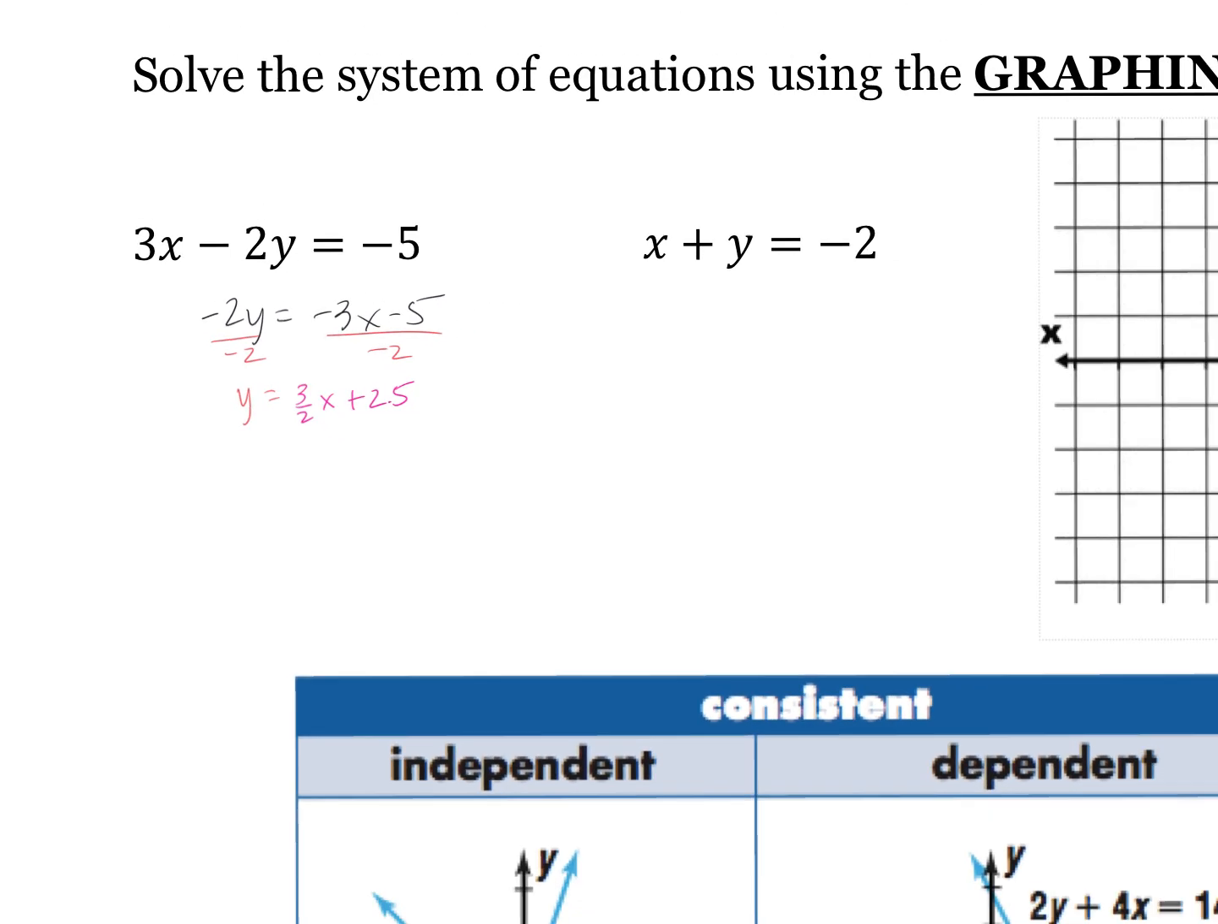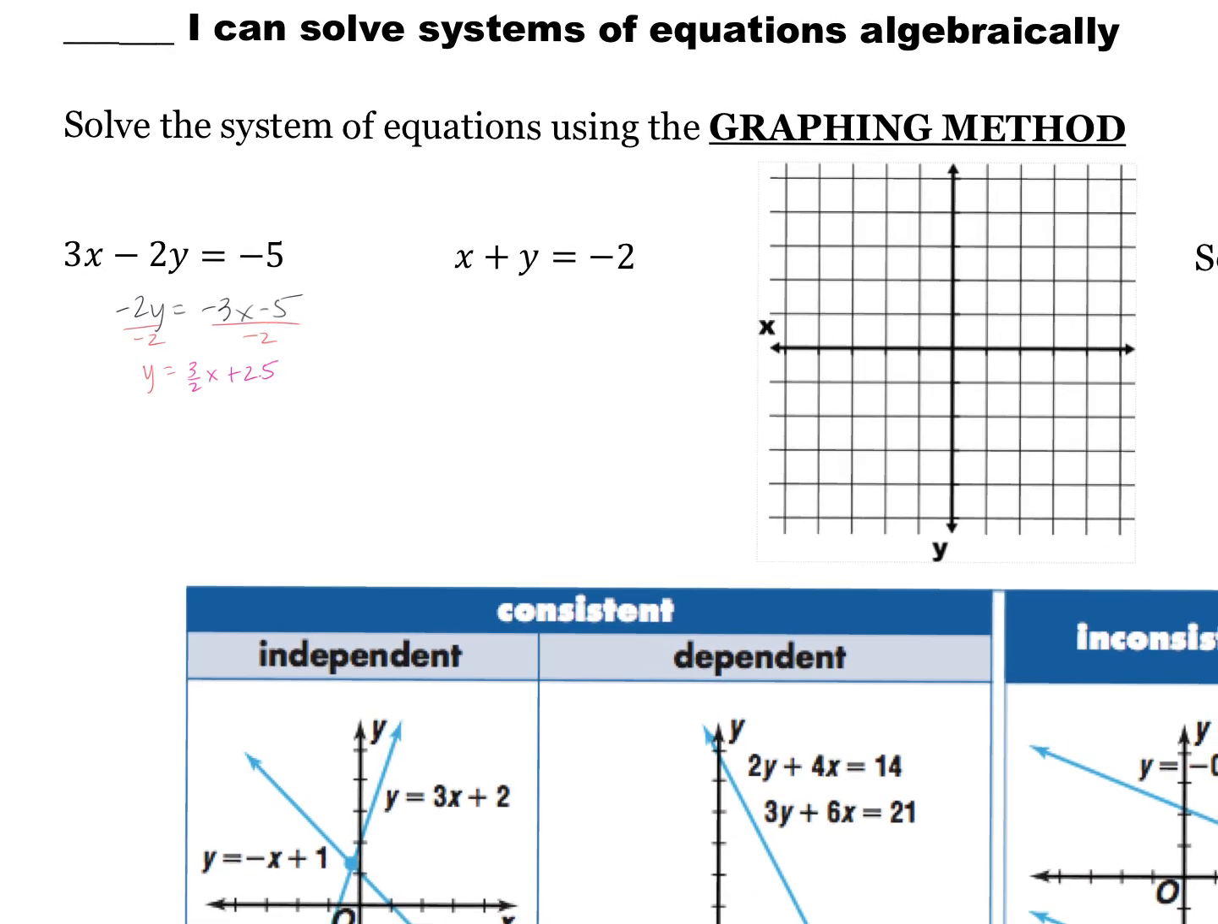Okay. Let's go graph it, actually. Let's go up 2.5. Boop. And then my slope is up 3 to the right 2 or down 3 to the left 2.